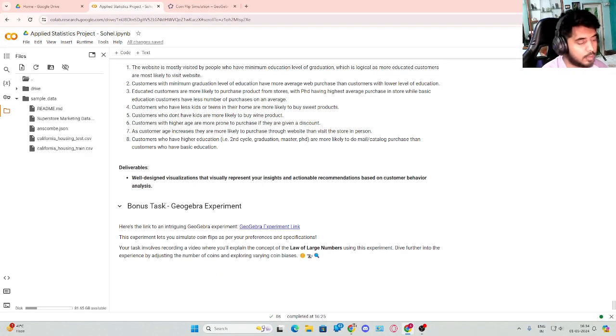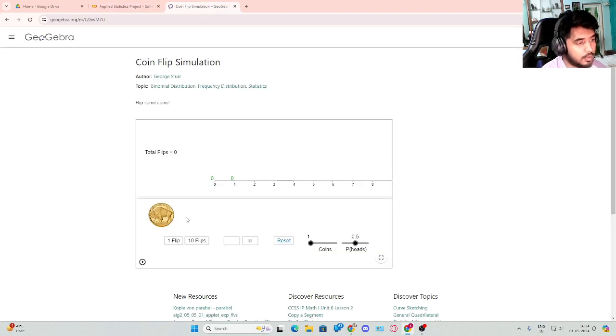So this is my bonus task GeoGebra experiment. Here we have to explain the concept of the law of large numbers using this experiment. This is the website. We can select how many flips of coins we can do. We can do 1 flip or 10 flips at a time. We can reset. We can do 1 flip.